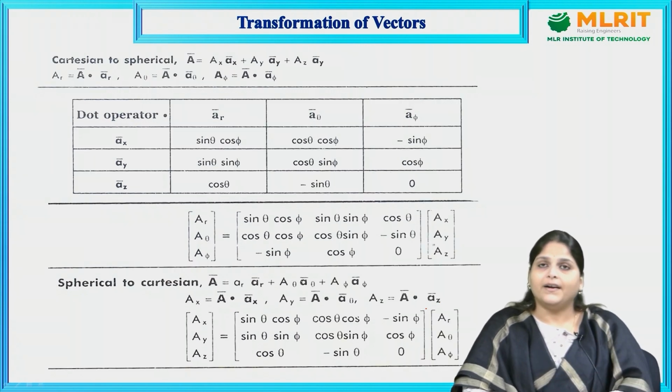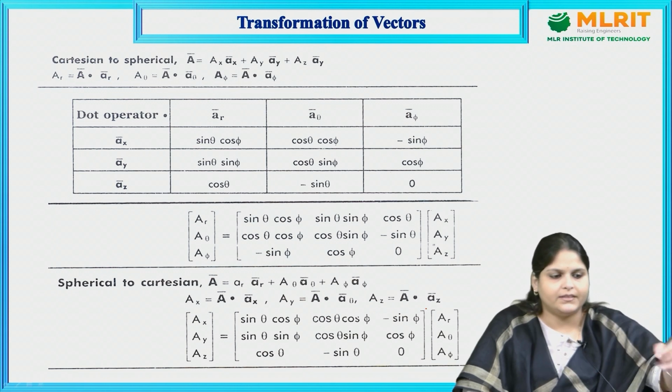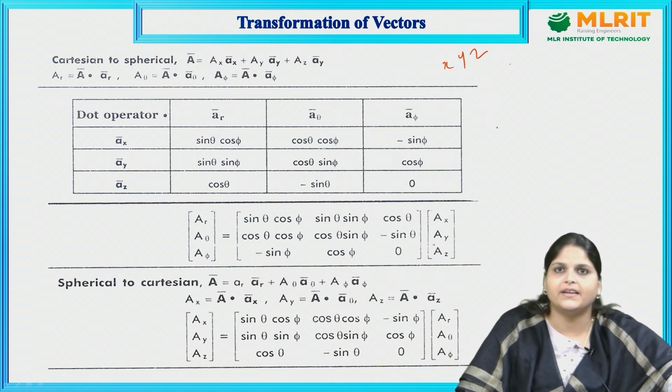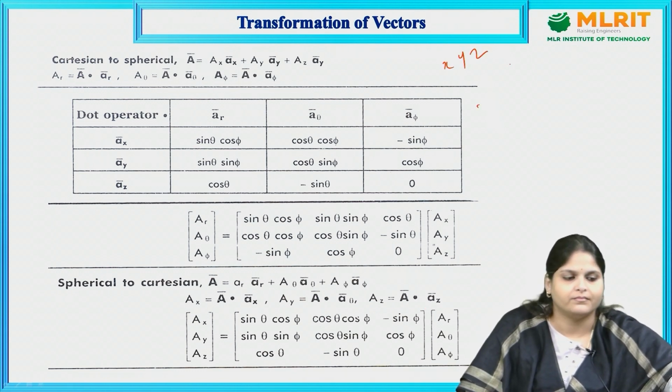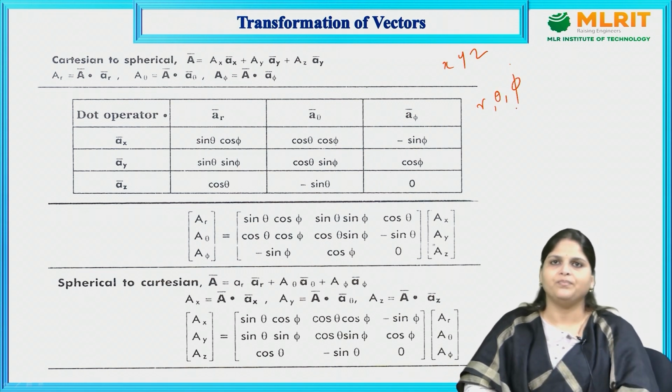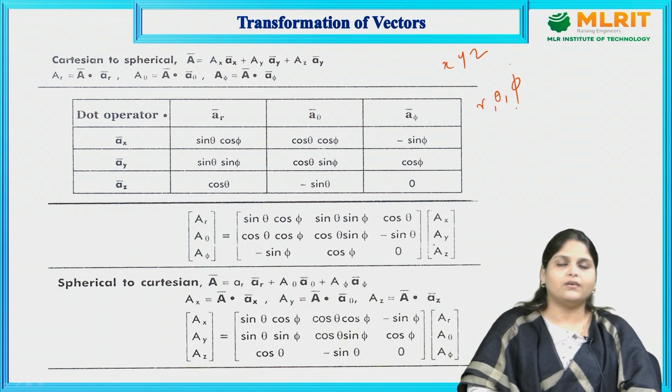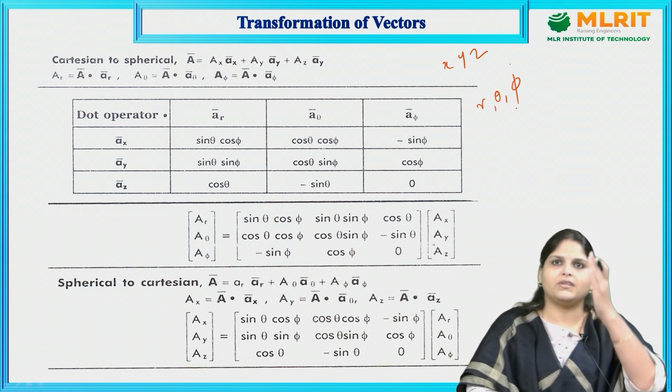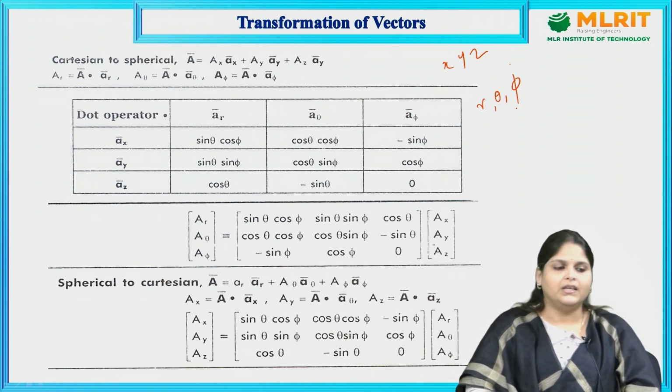Next is Cartesian to spherical, right? Cartesian means x, y, z and spherical means r, theta and phi, where r is the radius of the sphere, theta is the conical angle which is drawn from the z axis, right? And phi is the azimuthal angle again, right?